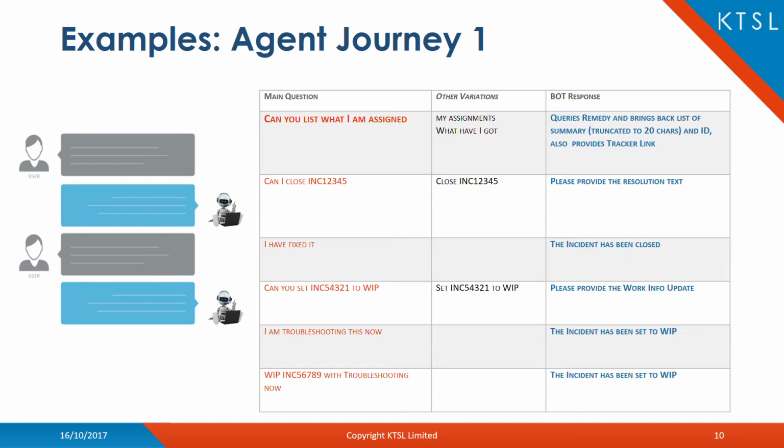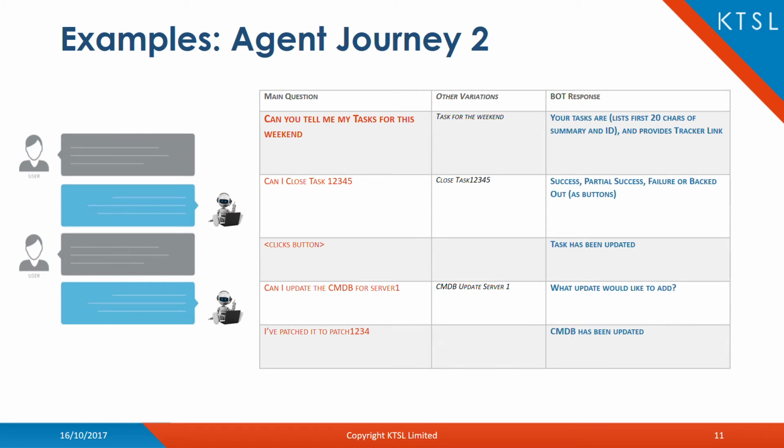Again, in both of these examples, I've interacted with the bot with 2 simple interactions, and I haven't needed to log into my service management tooling. I've simply spoken to the bot or typed this in, and it's done the update for me, saving the agent valuable time. I could do more complex journeys. Let's say, for example, I'm on the train on the way home, and I know that I've got some tasks to do this weekend as part of a change.